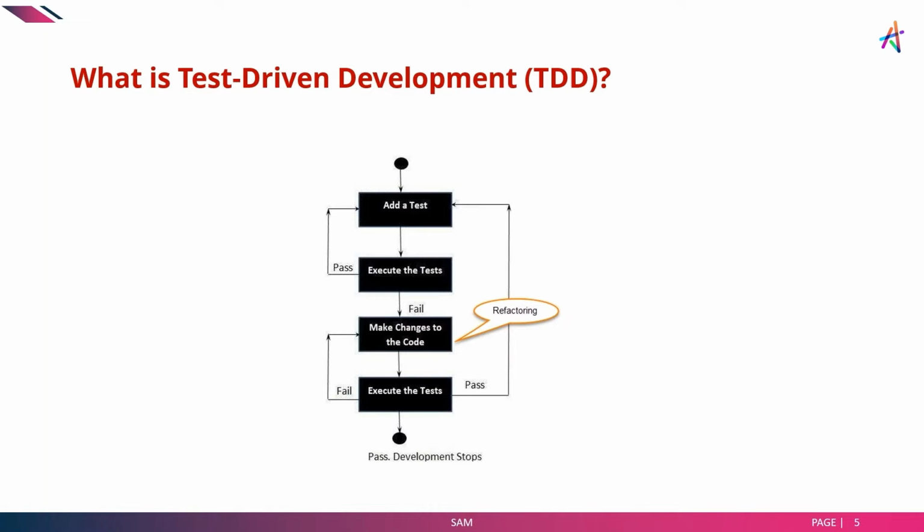Just to illustrate it in a picture, this is what TDD does. We first add a test and execute it, and it fails. Then we make changes to the code and execute it until it passes. If it fails again, we make the changes. That's called refactoring.